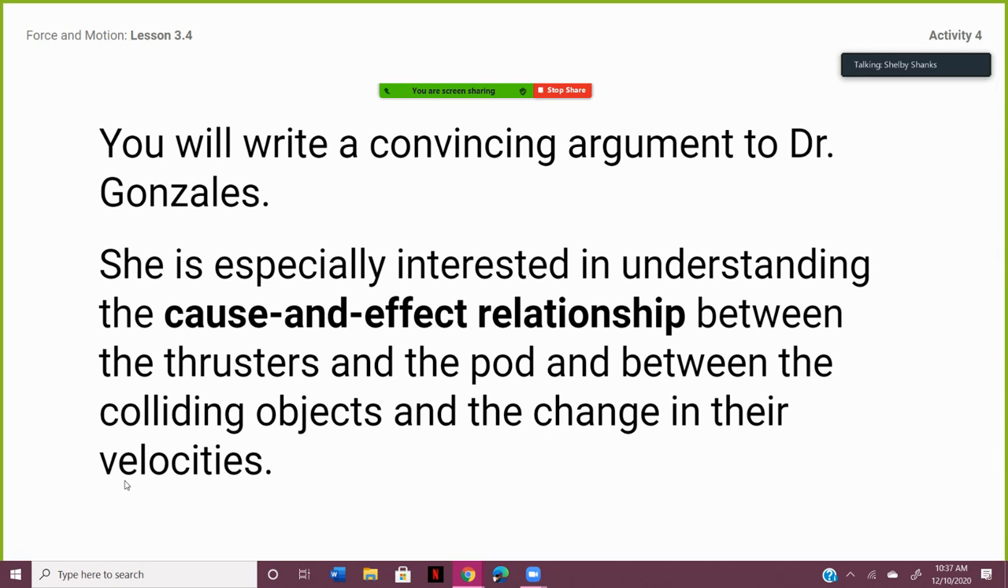All right, the next thing that you're going to do after we do this model is we're going to write a convincing argument to Dr. Gonzalez. And so what she is interested in is understanding this cause and effect relationship between the thrusters in the pod, and then also between the colliding objects, so that pod and the space station, and their change in velocities.